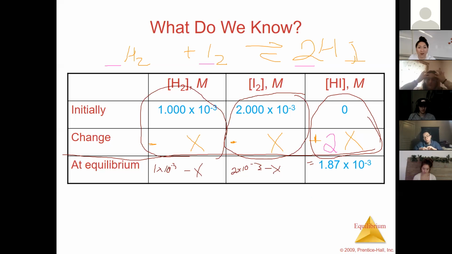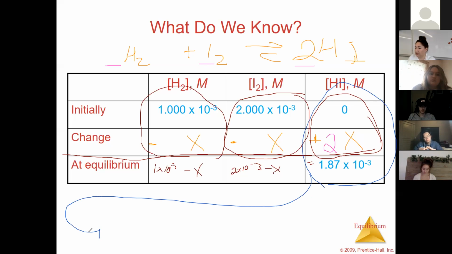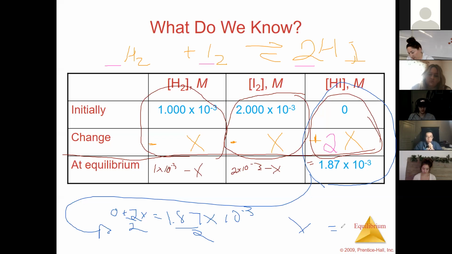So in this particular problem, again, they're all going to be a little different what you can fill out, but I'm able to solve for x from this. So I'm going to pull this out and I'm going to solve for x. 0 plus 2x equals 1.87 times 10 to the third. So I'm going to divide by 2, divide by 2. And I find out that my x, what is my x? 9.35 times 10 to the negative 4.